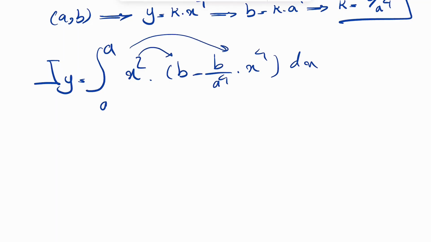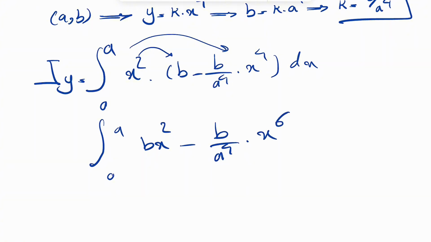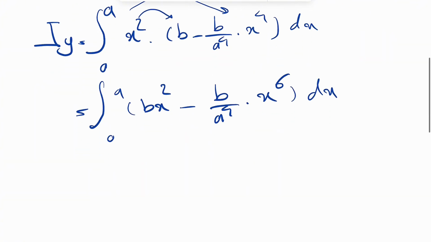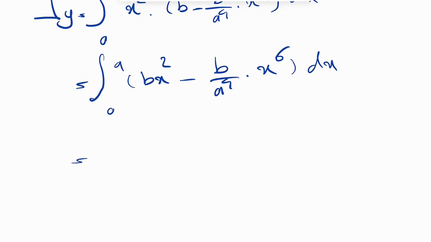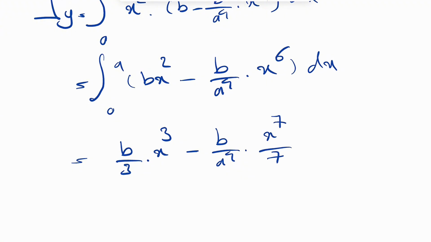So we just have to multiply these in each of these two. We're going to get b x squared minus b over a to the 4 times x to the power of 6, dx. And now this is going to be our integral. From the first one, we're going to have b over 3 times x cubed. And for the second one, we have the constants here, and x to the 7 over 7. And all this is from 0 to a.